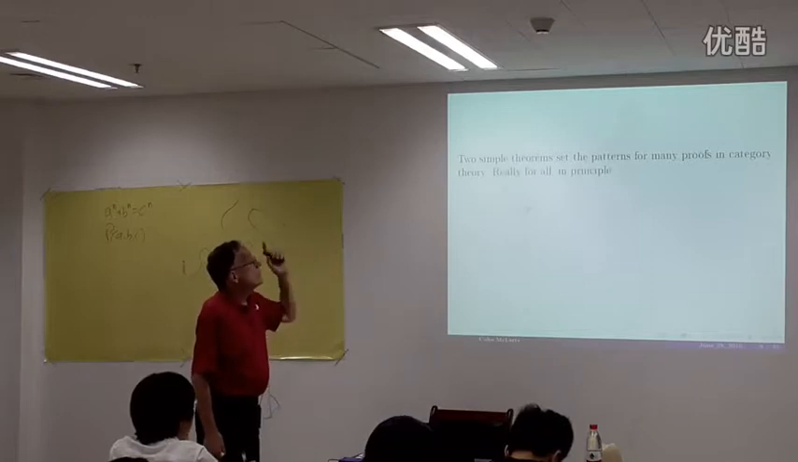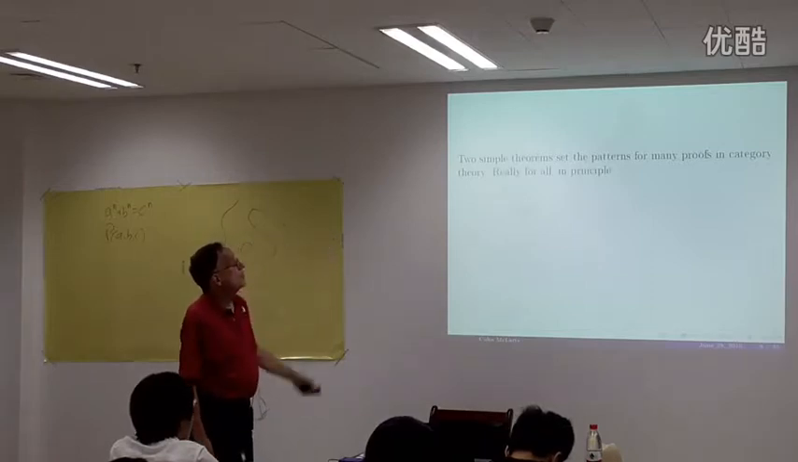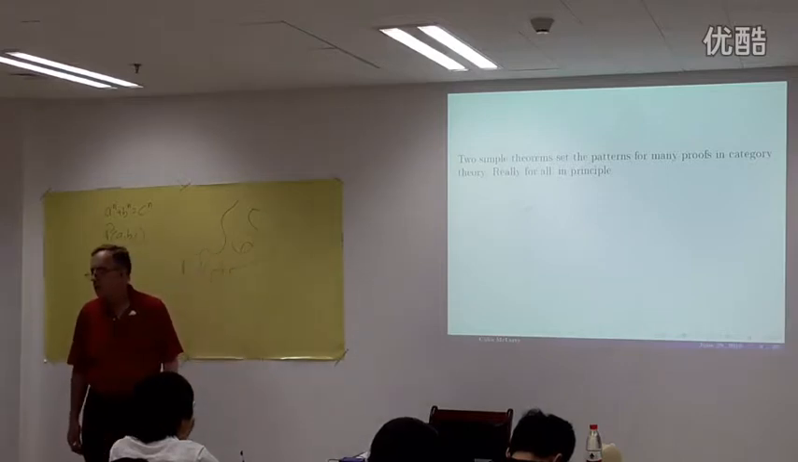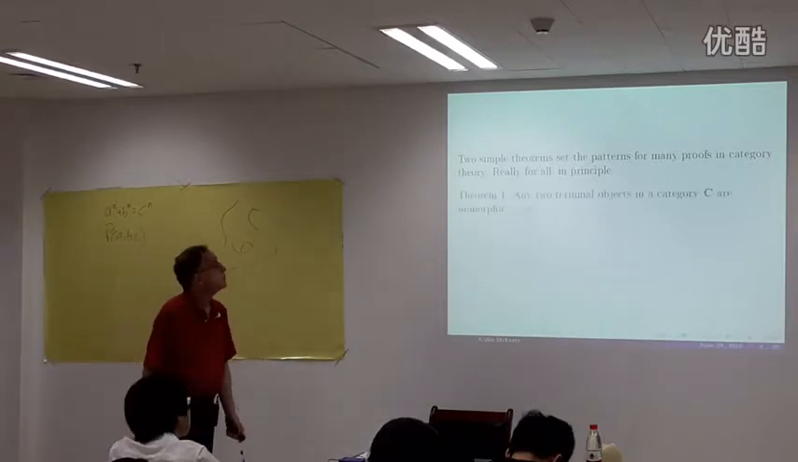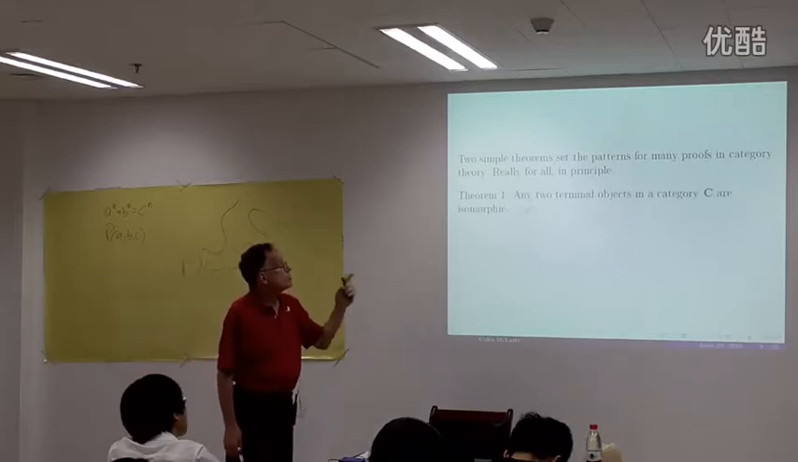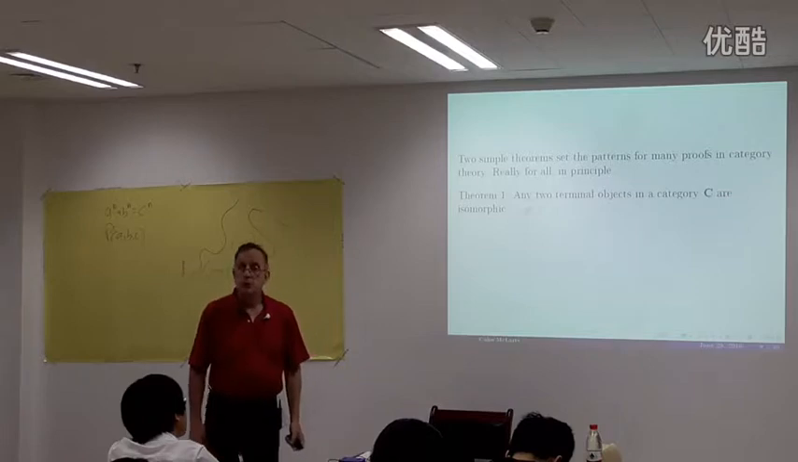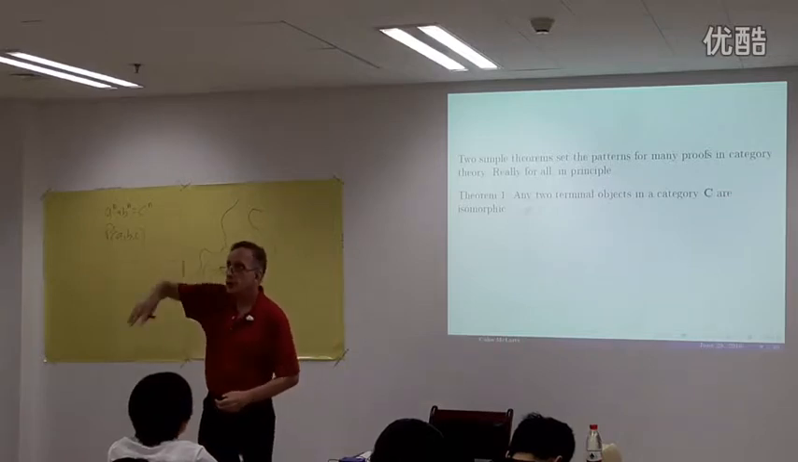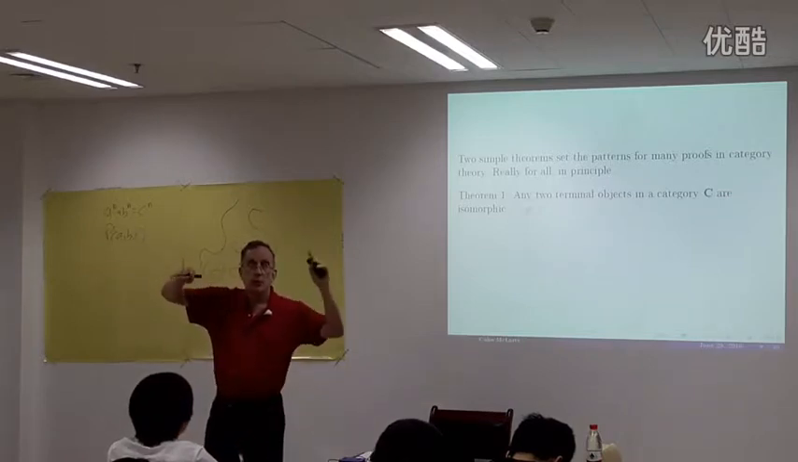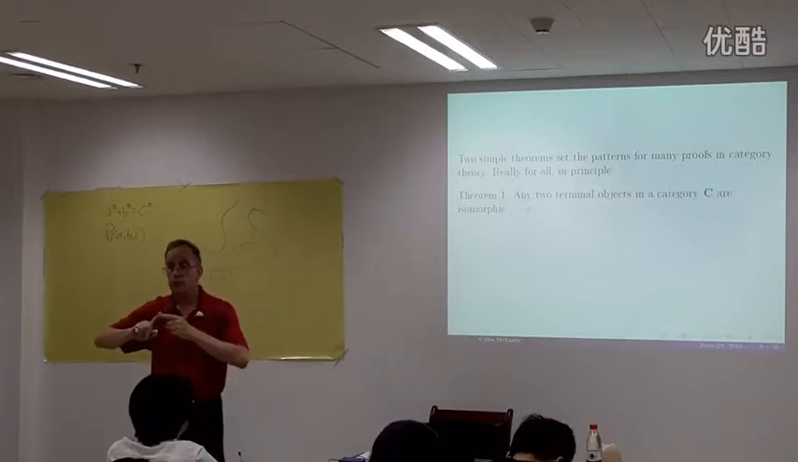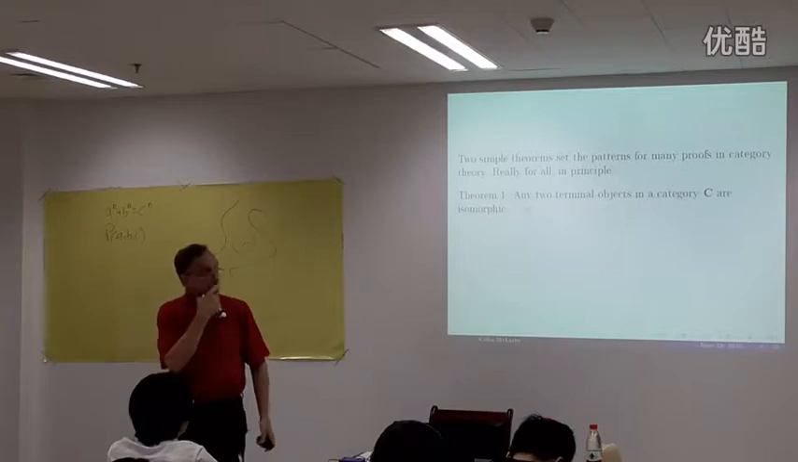But two simple theorems set the patterns for many proofs in category theory, really for all the proofs in category theory, in principle. Any two terminal objects in a category are isomorphic. We're going to show over and over again, we're going to say there might be lots of these, but any two of them are isomorphic. This comes up a lot.